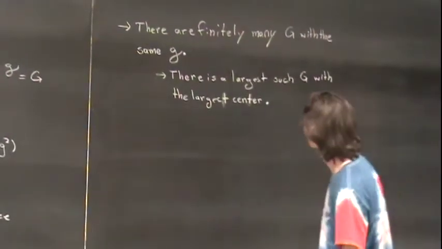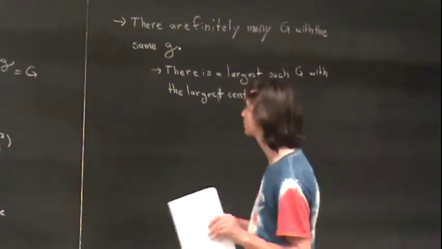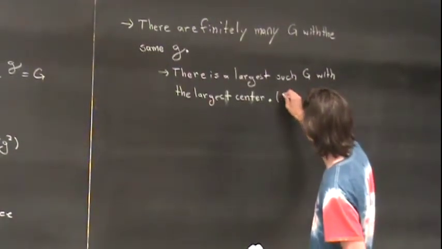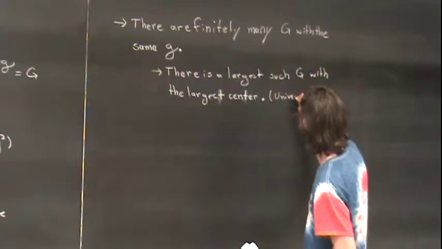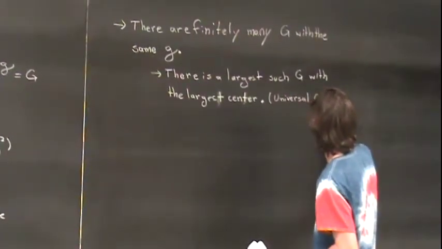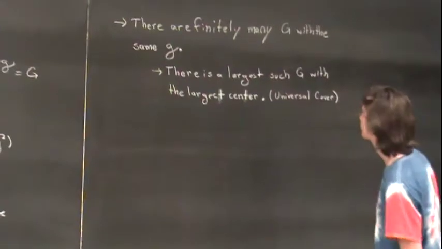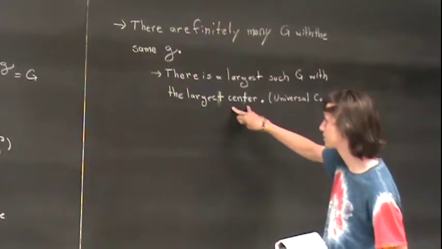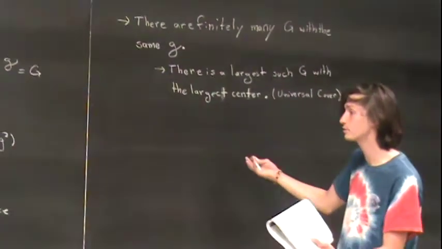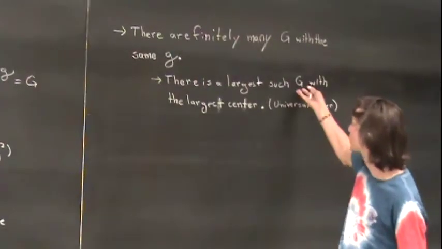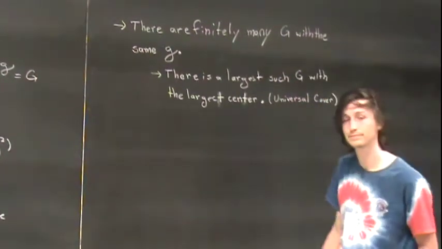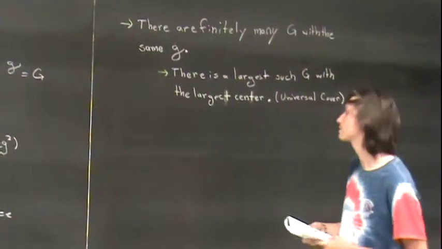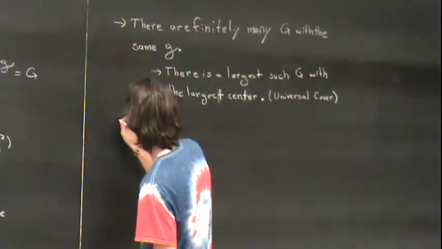Yes. And so that's the idea: what we're going to do later is find this largest such G, which turns out to be something called a universal cover. And we're going to use it, in its center and all of the subgroups of the center, to produce smaller Lie groups with the same little g, the same Lie algebra. And how does this work? So this is the big idea.